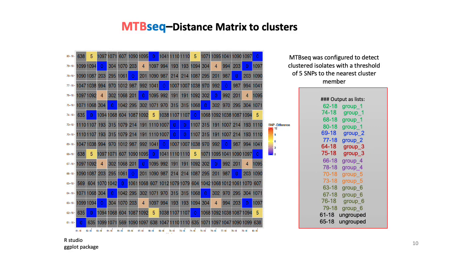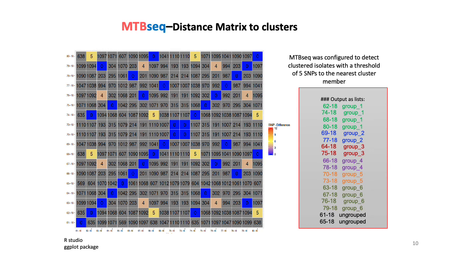As an example, here you can see a dataset including 18 samples that have been analyzed by MTBseq for the comparative analysis. And with TBgroups, the samples were grouped based on the threshold of 5 SNPs. So you can see here we have 6 groups, 1, 2, 3, 4, 5, and 6, and we have 2 samples that are ungrouped. How can we interpret these?